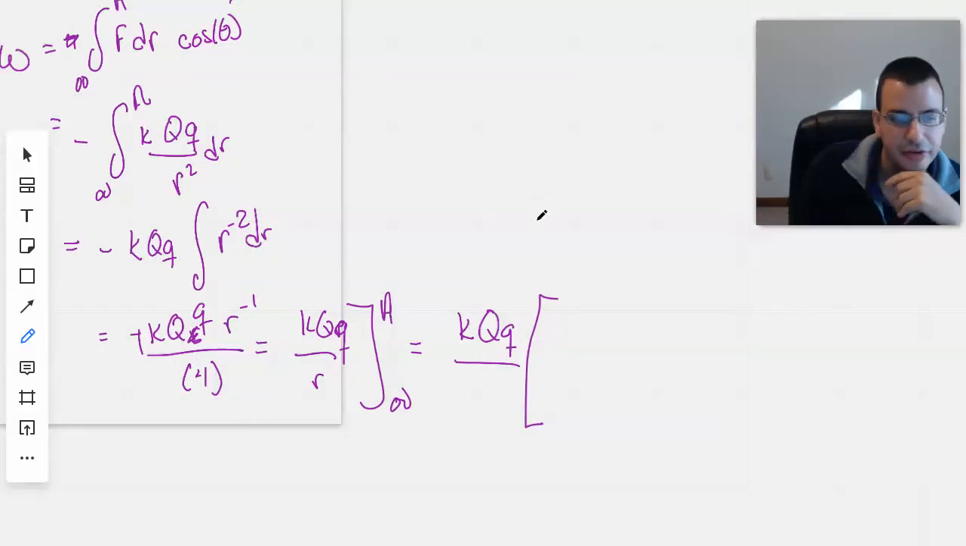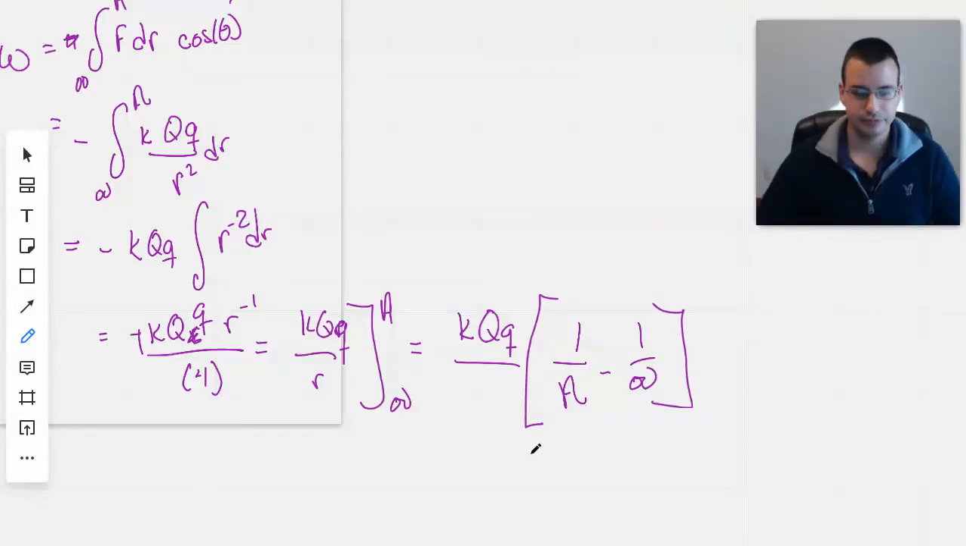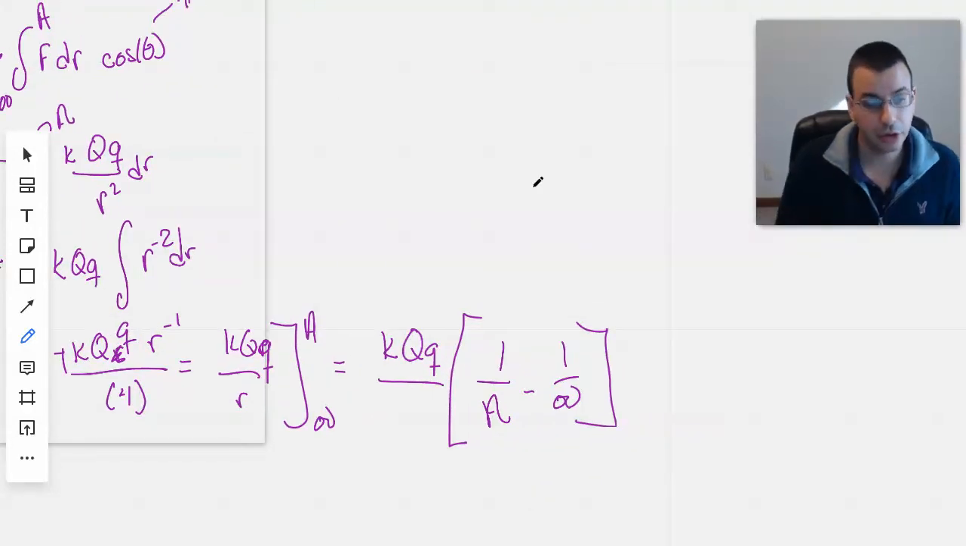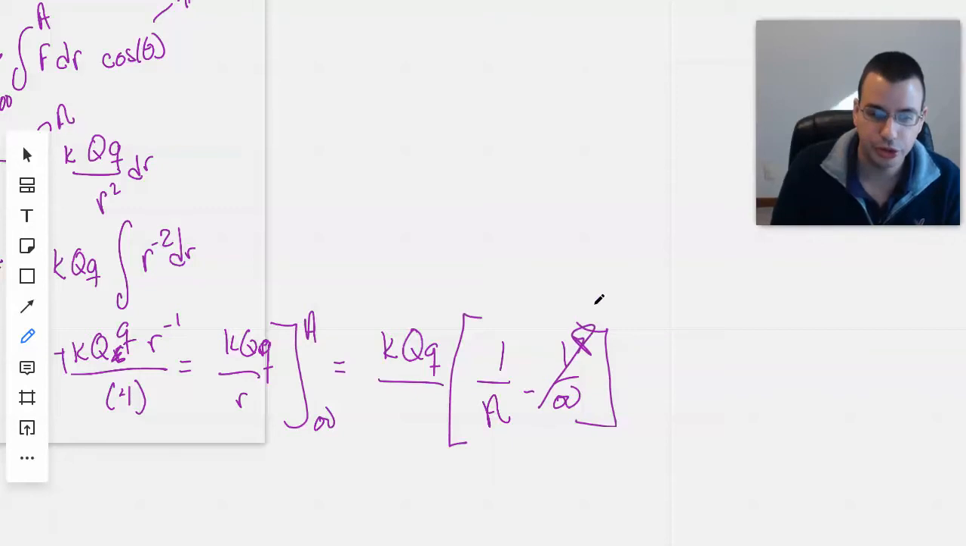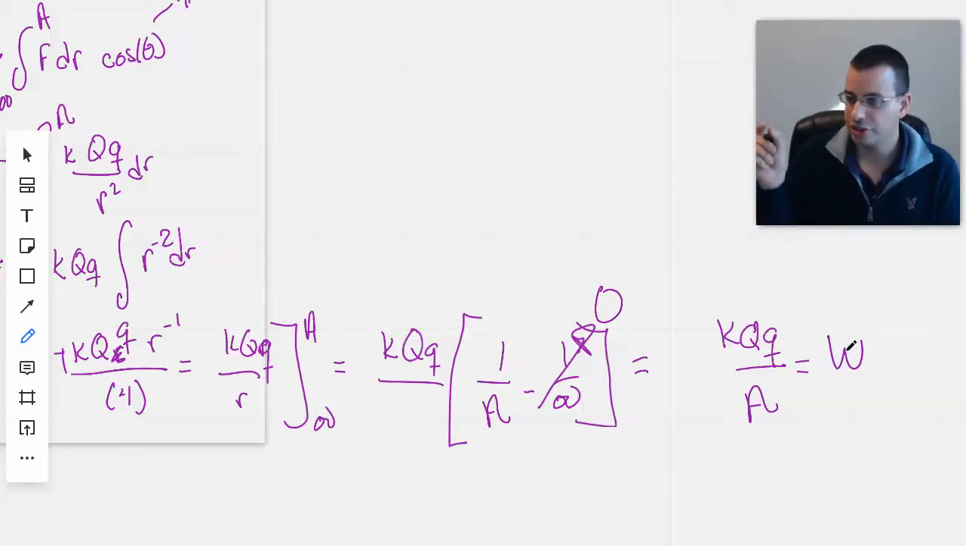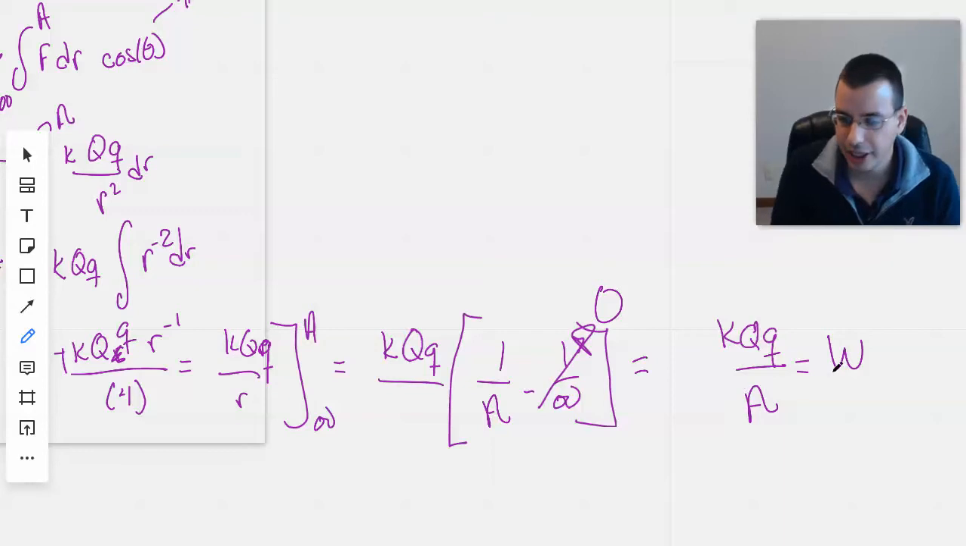Negative, negative. This will then be 1 over a minus 1 over infinity. Yep, seems good. I'm good with this. Okay. So then 1 over infinity will go to 0, and we are left with k q q over a, which equals the work required to move a charge from infinity to point A.